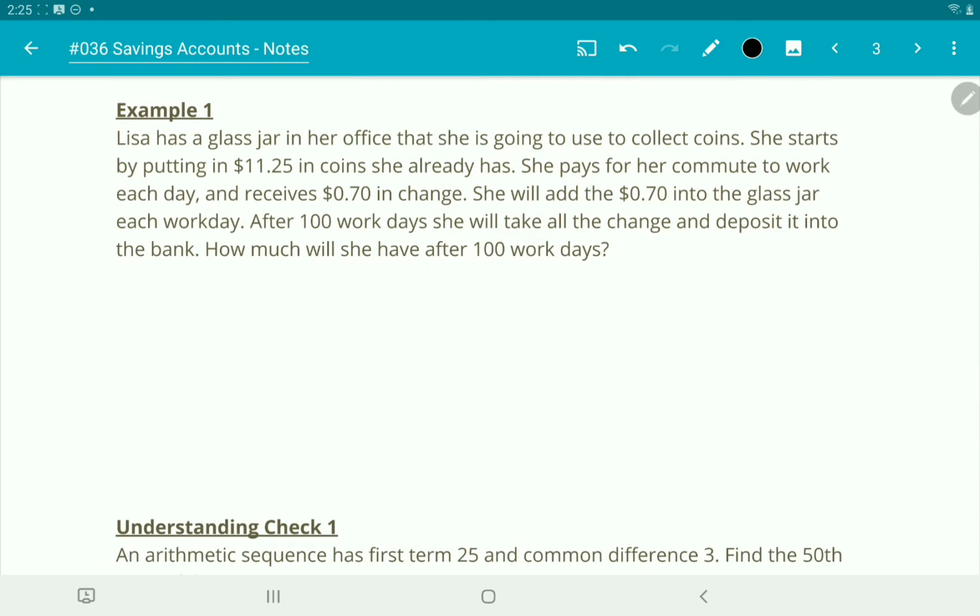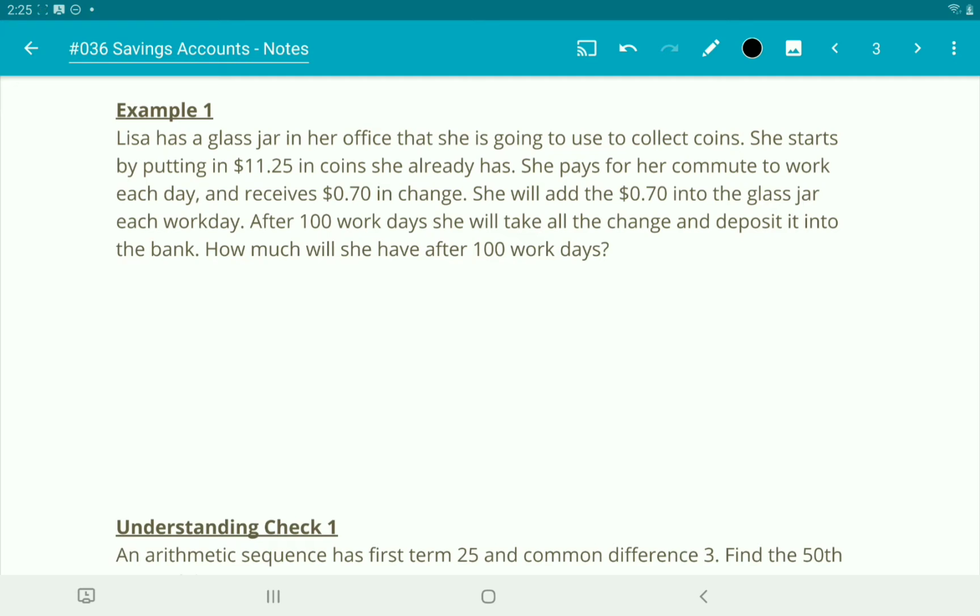So let's look at example 1. Lisa has a glass jar in her office that she's going to use to collect some coins. She starts it by putting in 11.25. She already has that, all right? She pays for a commute to work each day and receives 70 cents in change. Each day she's going to add that 70 cents into the jar. Okay? Well, after 100 work days, she's going to take all the change and deposit it into the bank. So how much will she have after 100 work days?